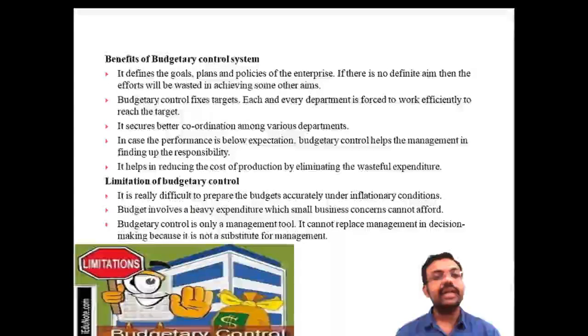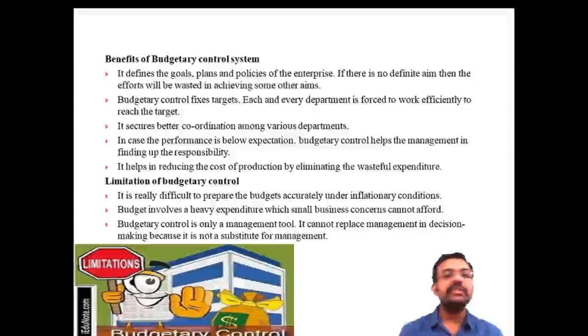Now, what are the advantages and the limitations? Budgetary control has a lot of advantages and limitations, and we are discussing certain advantages and limitations regarding budgetary control. The first important advantage is that budgetary control must be goal oriented, defining the goals, policies and objectives of the enterprise. So it must be objective oriented and must define the goals and policies.